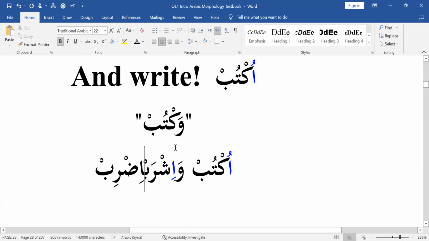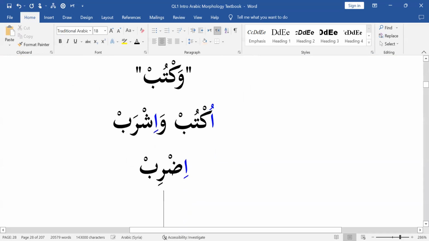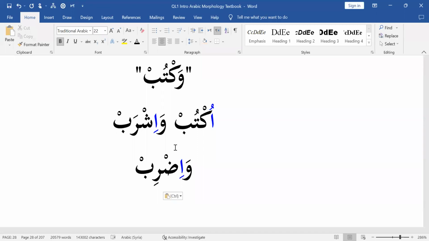The same thing with idrib. If I put a wow before idrib, how do I say it? I say wadrib, as if the alif is not even there. This is how it sounds. Of course I have to write that alif, and I don't pronounce the kasra. So that's Hamzatul Wasl. Hamzatul Wasl is written as an alif, and it's only pronounced if you begin with it. If you don't begin with it, then you ignore it.